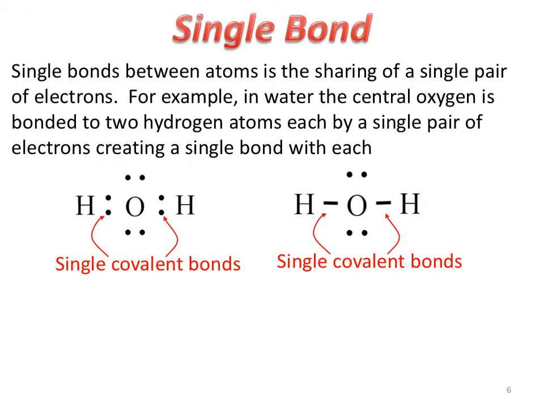Single bonds between atoms is the sharing of a single pair of electrons. Usually each atom in the bond contributes 1 electron. This is not always the case, but it is the usual case. In designating this in a Lewis structure, we can either designate it as the 2 dots or as a dash. The dash is less cluttered and is more often used.